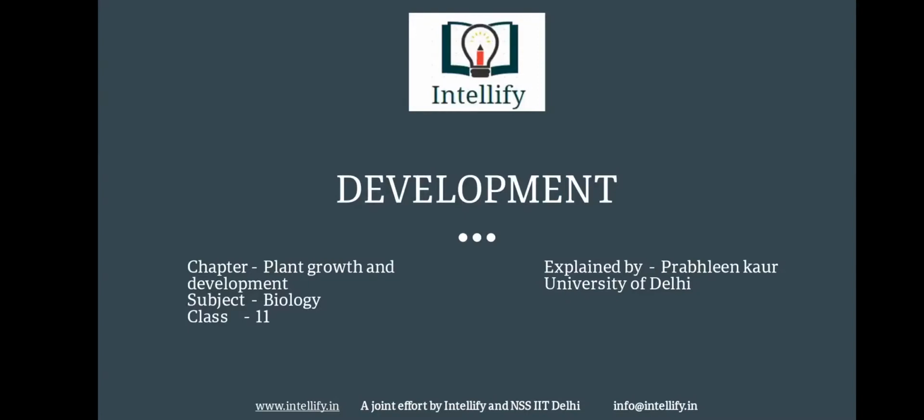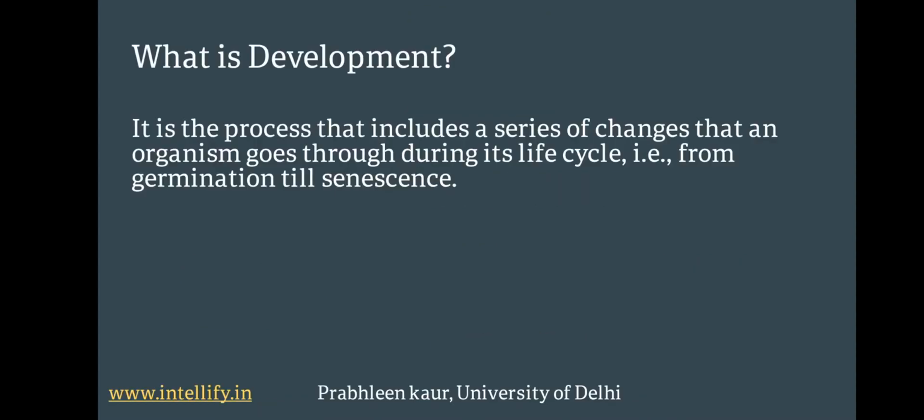The topic that we are going to study today is development from the chapter Plant Growth and Development from class 11th Biology. What is development? It is a process that includes a series of changes that an organism goes through during its life cycle, that is, from the very beginning, germination, till senescence. Since we are talking about plants, we don't say from birth, we say from the process of germination, which in itself indicates their beginning, till senescence.